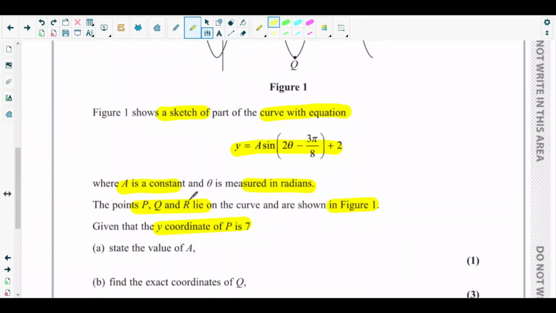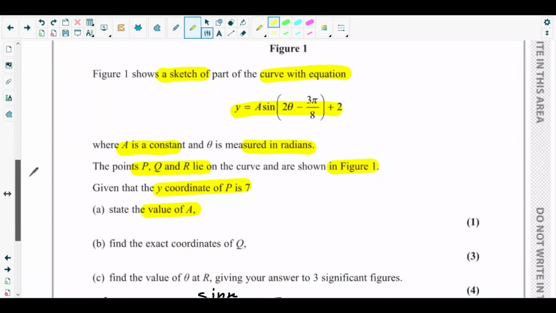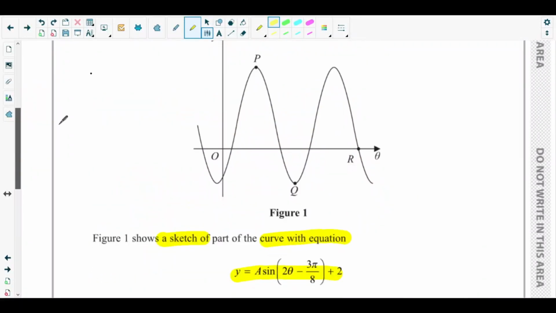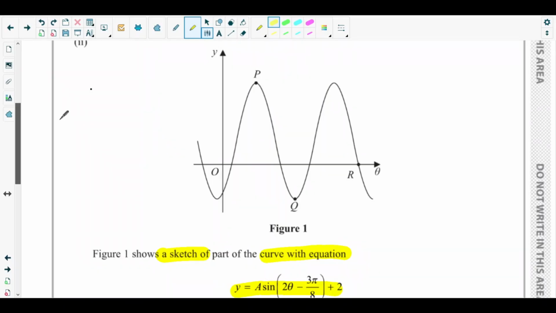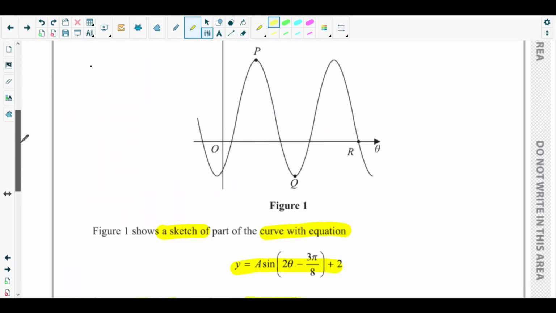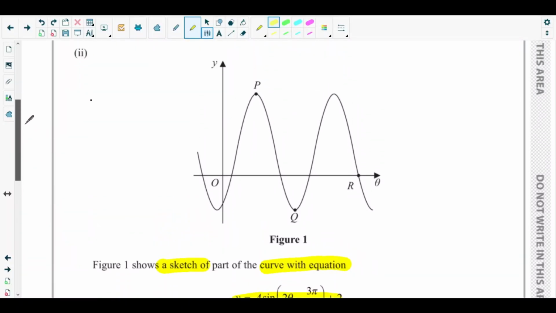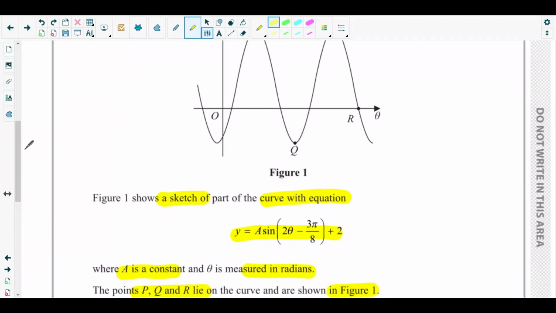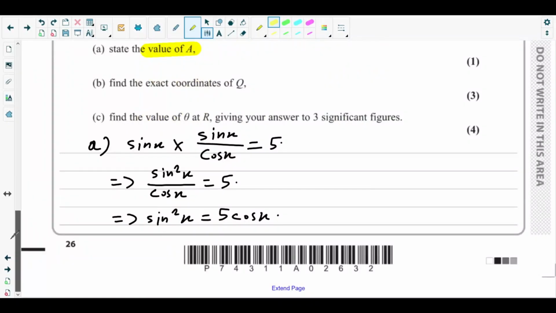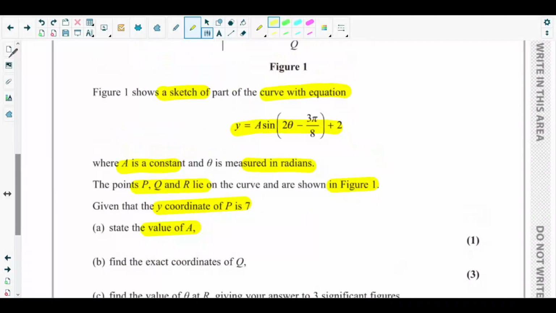Now part A asks here to state the value of a. So we know the y coordinate of point P, right? And point P is basically the maximum point on this graph of sine theta. So basically this is a transformed graph of sine theta. Since this is the maximum turning point, at the maximum turning point the value of sine theta is 1, right?